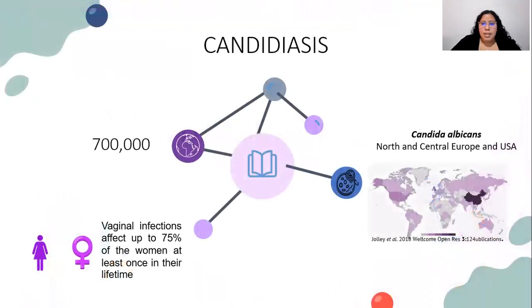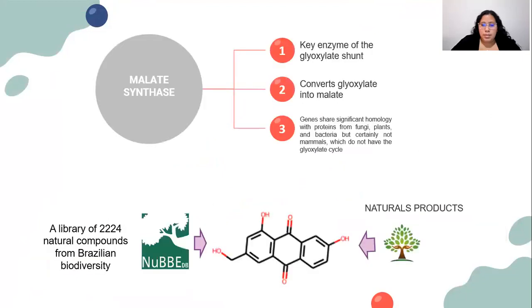The global incidence of candidemia has increased in recent times. Recent global estimates suggest that 700,000 cases of candidiasis occur annually. The higher proportion of Candida albicans is found in North and Central Europe and the USA. 70% of women report having had candidal vulvovaginitis at some point in their lifetimes. The most common responsible pathogen is Candida albicans, in about 90% of the cases.